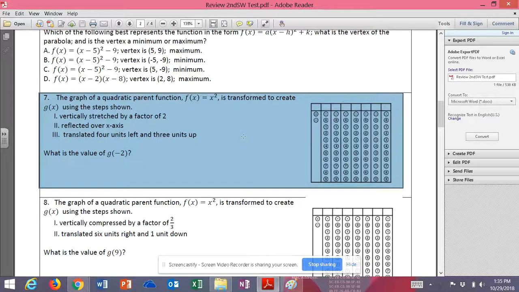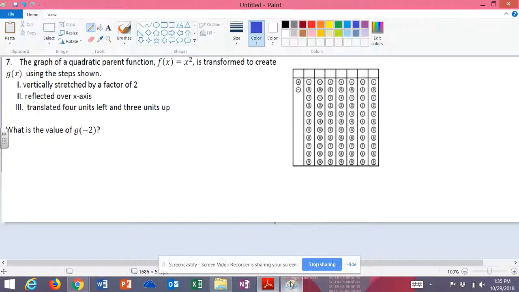The next example I'm going to show y'all comes from number 7 on the review. Okay, the graph of a quadratic parent function. So we know right away we're working with the quadratic function. F of x equals x squared is transformed to create g of x. And it tells us that it's going to be transformed using these 3 steps underneath it.